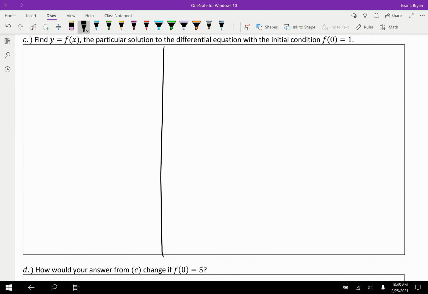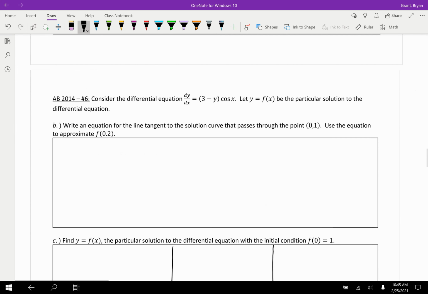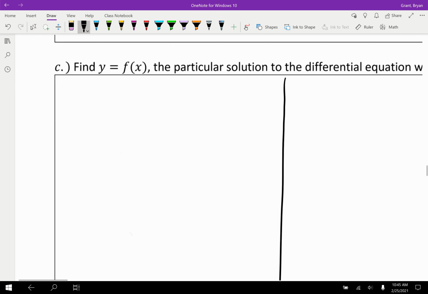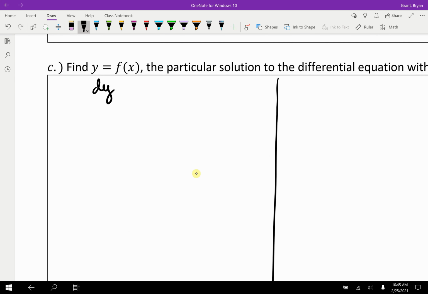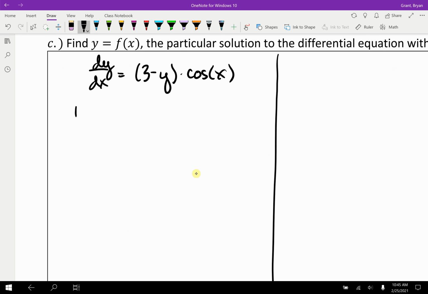We're going to go with 3 friendly columns again. dy/dx equals 3 minus y times the cosine of x. All right, same thing we've done before. Let's divide both sides: 1 divided by 3 minus y times dy equals cosine of x times dx.